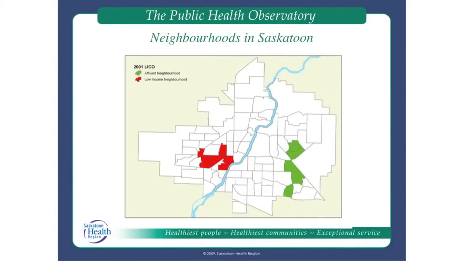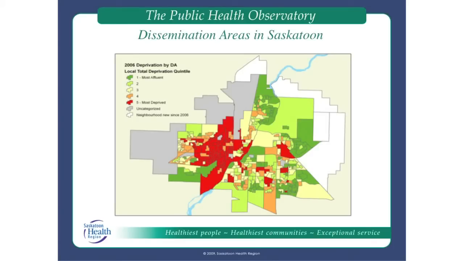So I'm just going to show you here. Originally, this was the neighborhoods in Saskatoon, with the red being the coterminous. They are contiguous. They have 6 neighborhoods that were clustered, and then the green are the affluent. And as you can see from the next slide, the index of deprivation is based on dissemination area, so you can see how much more refined we can look at disparity within our community. This work actually does take a fair amount of GIS capacity.